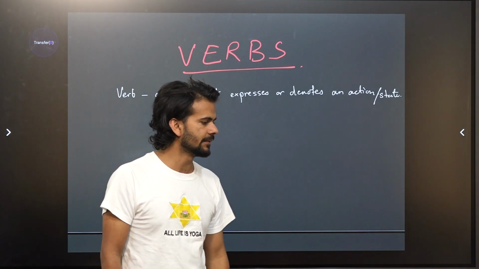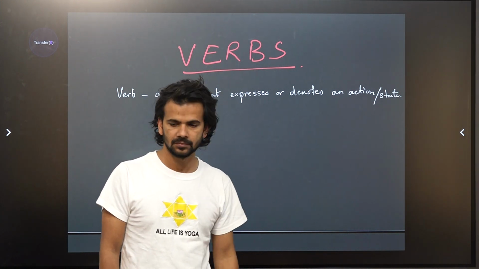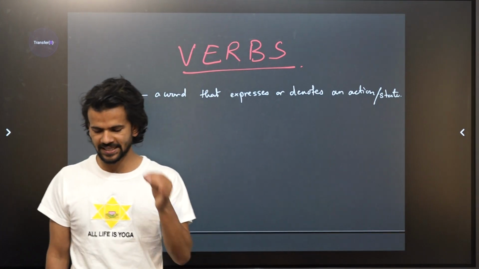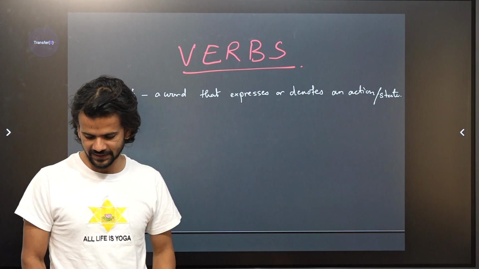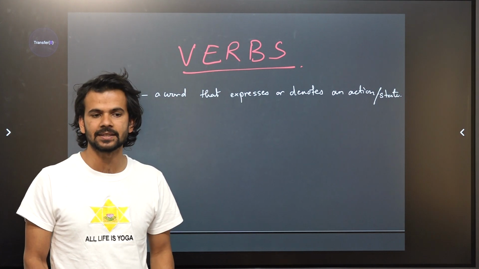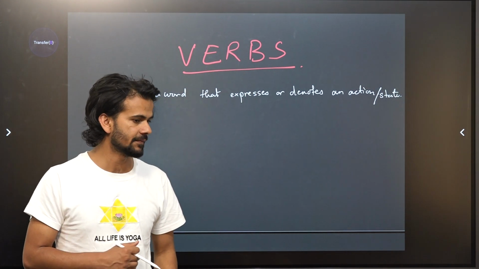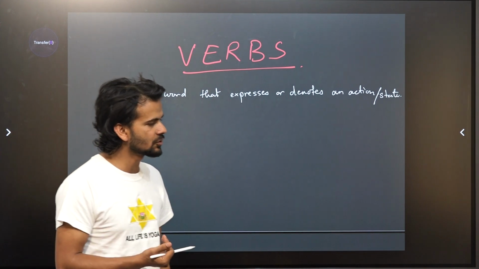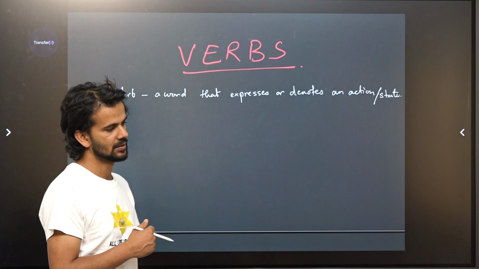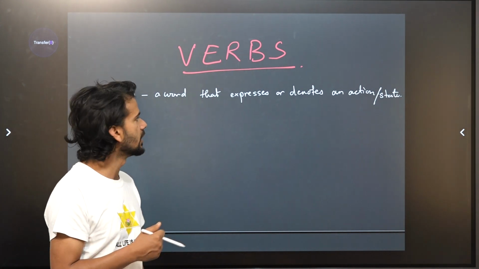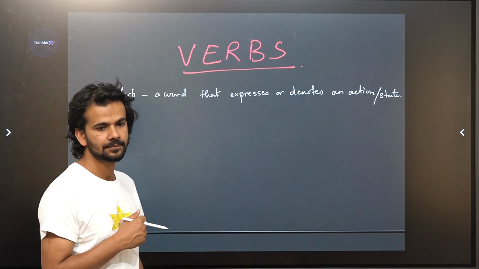Now, action is everywhere. Action is inherent to our life, right? To existence. Everything is moving. Everything is vibrating. Therefore, action is everywhere. So in language also, we need words that represent action. And these words are called verbs.